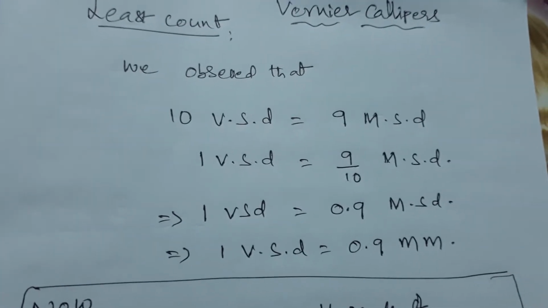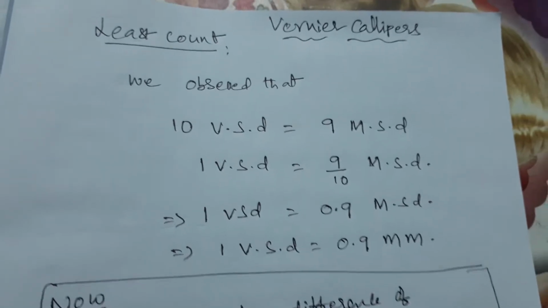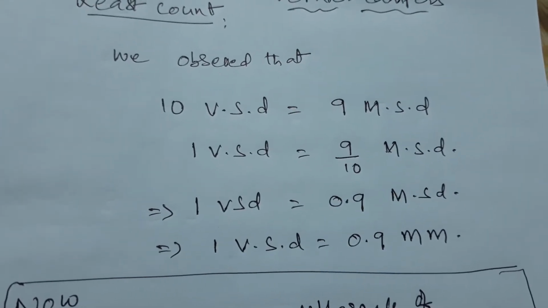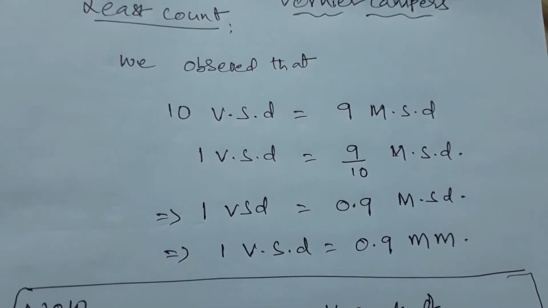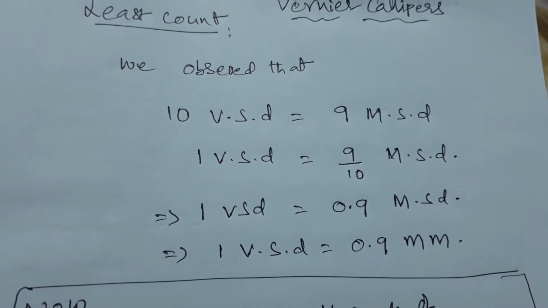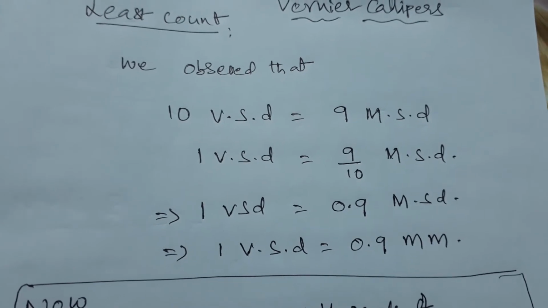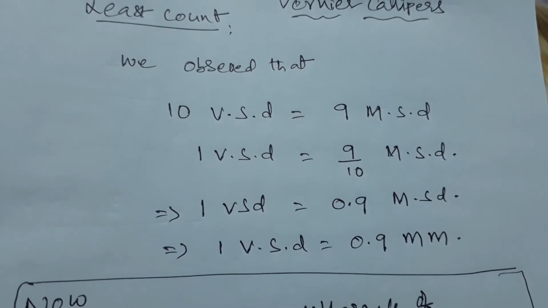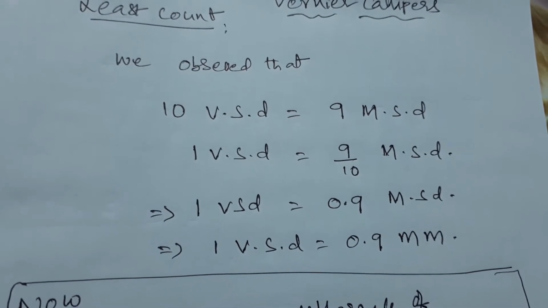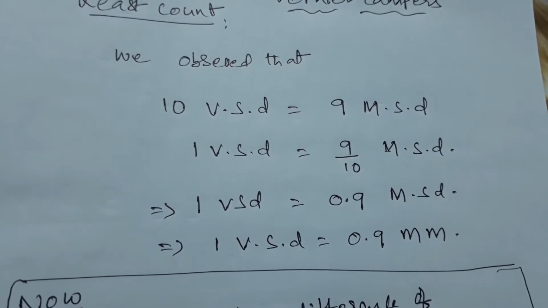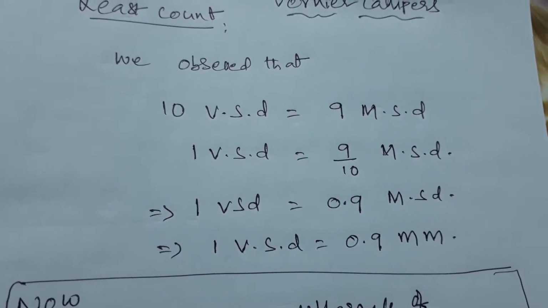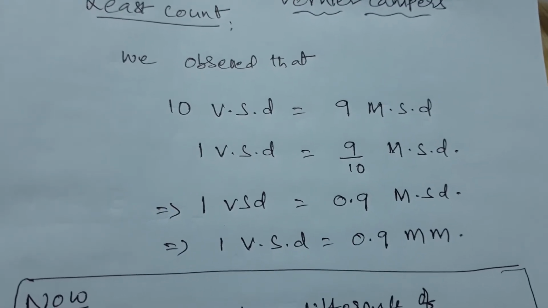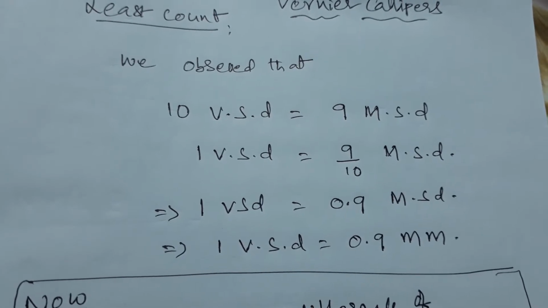Observe here. We see in Vernier calipers that 10 divisions of the Vernier scale match with only 9 divisions of the main scale. That means 10 divisions on the Vernier scale match with 9 millimeters on the main scale. So both are equal: 10 divisions are equal to 9 millimeters on the main scale.